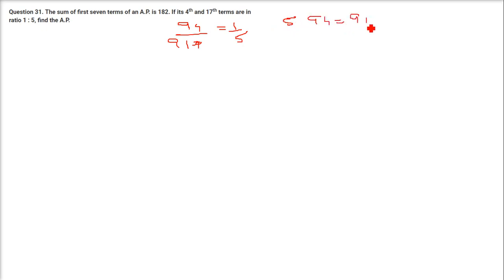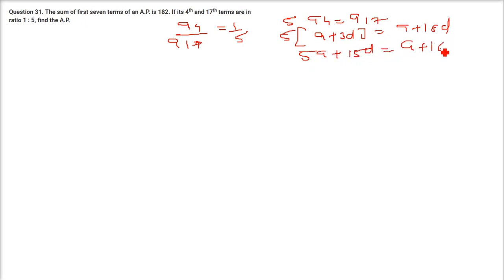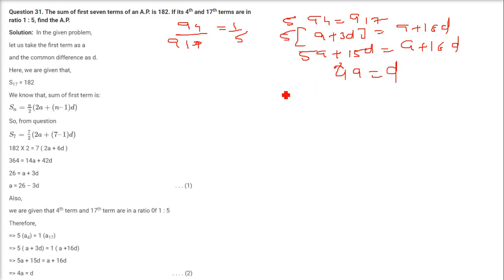So 5A4 equals A17. A4 is A plus 3D. A17 is A plus 16D. So you get 5A plus 15D equal to A plus 16D. Bringing this here, 5A minus A is 4A, and 16D minus 15D is D. So D is equal to 4A, is what you get from the first expression.